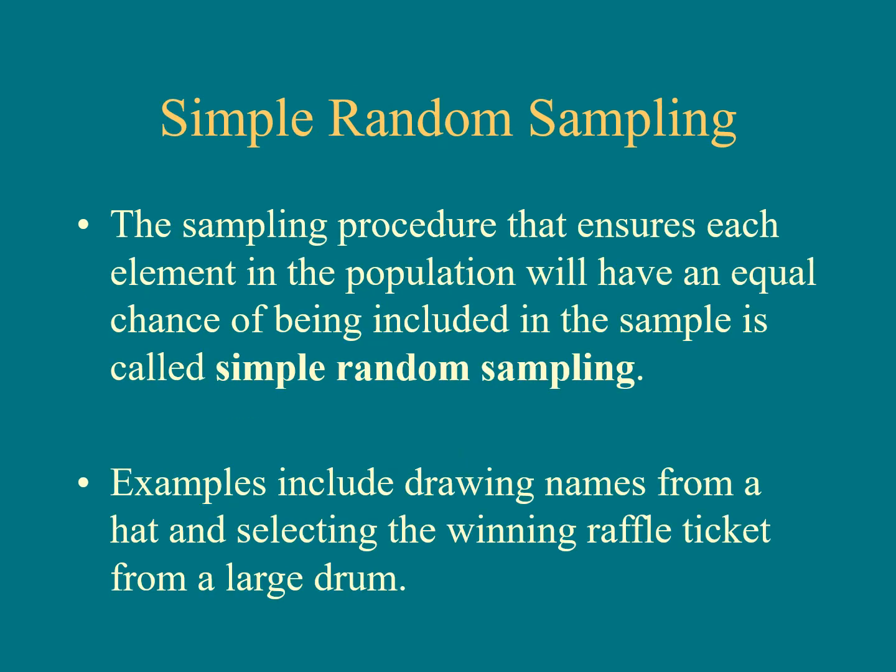Simple random sampling. The sampling procedure that ensures each element in the population will have an equal chance of being included in the sample is called simple random sampling. Examples include drawing names from a hat and selecting the winning raffle ticket from a large drum.